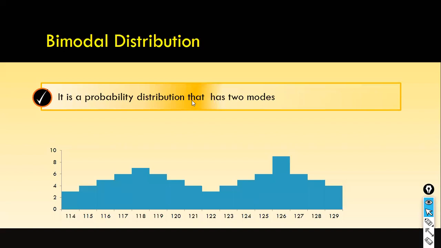Next one is the bimodal distribution. What is bimodal distribution? In the case of bimodal distribution, the probability distribution, right? A bimodal distribution is a probability distribution that will have two modes in it. So you can see there are two peaks here. As the name says, bimodal, two modes, two peaks are there here.